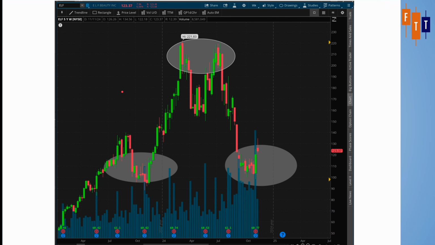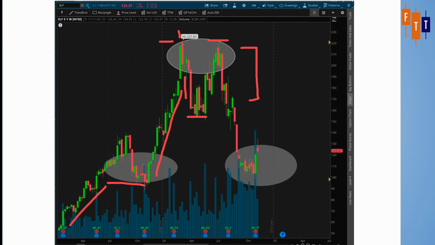This is Elf Beauty. This is a weekly chart, and we see the accumulation, we see the move up, we see a consolidation point, we see accumulation, we see a move up, right? This is the imbalance in price. And then we get to this consolidation period up here where buyers and sellers are trying to establish fair value. Once it got up here to 221, there were no more buyers willing to buy at 221. That was too overvalued, and so price had to move down to attract new buyers down here. It consolidated, it came back up.